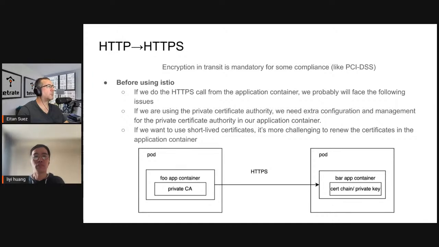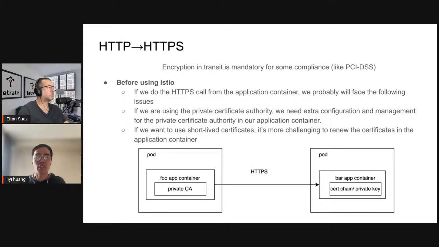So before having Istio, what we usually can do is we do the HTTPS call. That's pretty common, from application to application. For example, let's say we have foo and we want foo to call the bar. We usually let foo do the HTTPS call. That works fine. However, in the enterprise environment, or an environment that has a little bit of strict security requirements, there can be a lot of challenges.